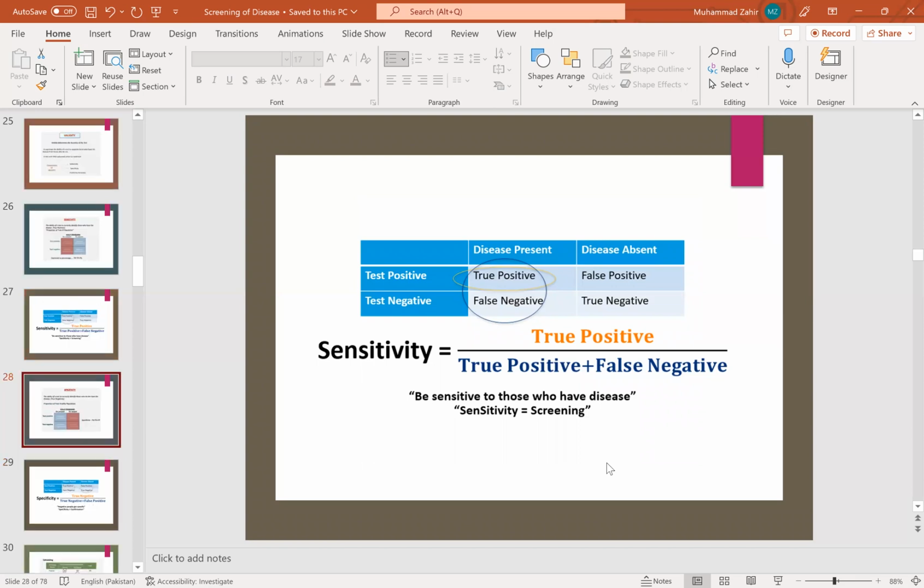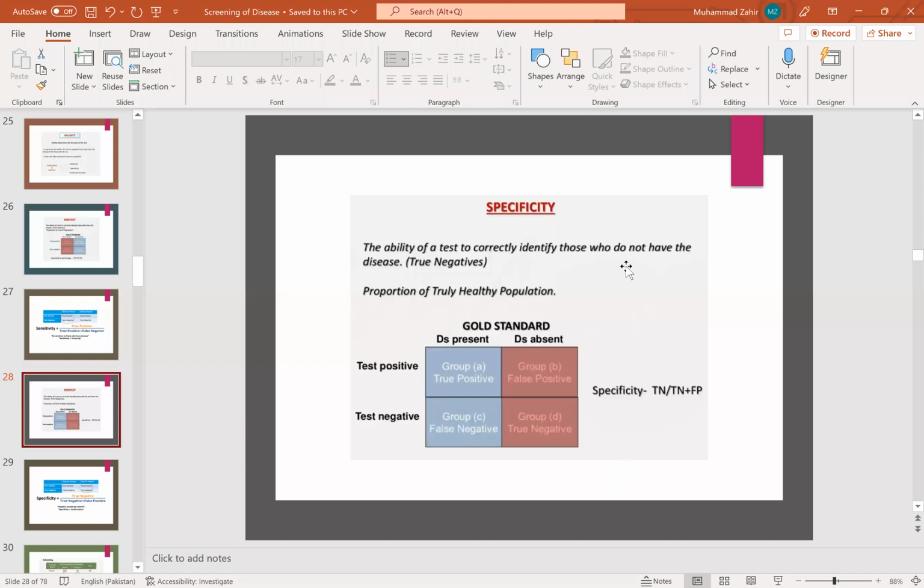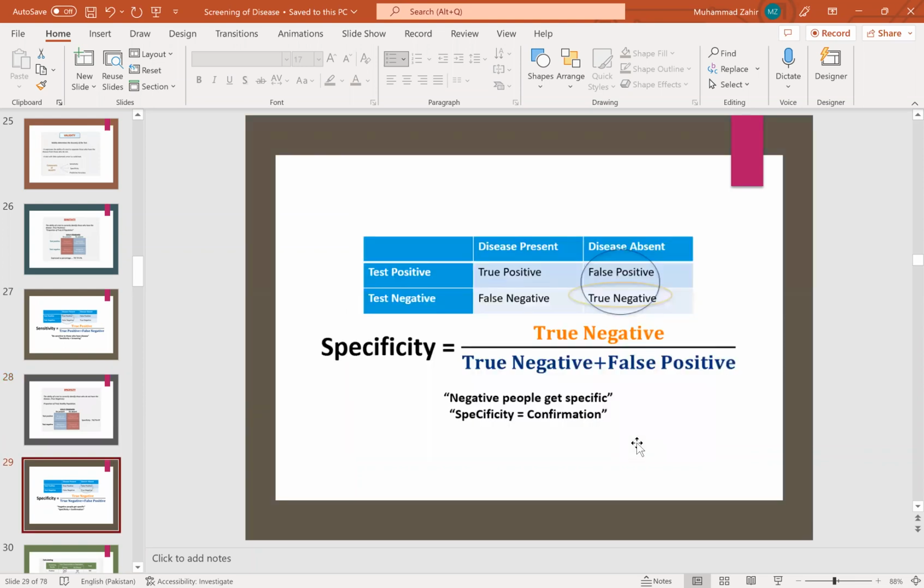Specificity, the ability of a test to correctly identify those who do not have the disease. Those are true negatives. So the proportion of truly healthy population. This column is for specificity, including false positives and the group of true negatives. And you can see here, specificity is true negative divided by true negative plus false positive. So negative people, get specific. So the specificity is equal to confirmation.